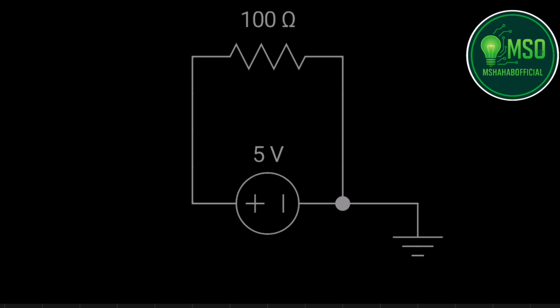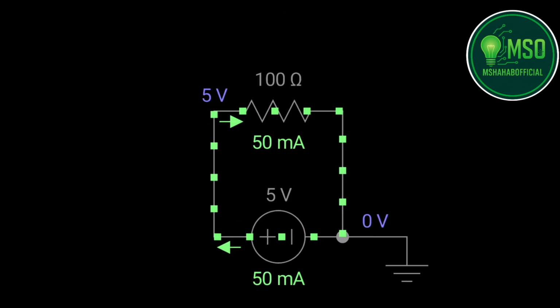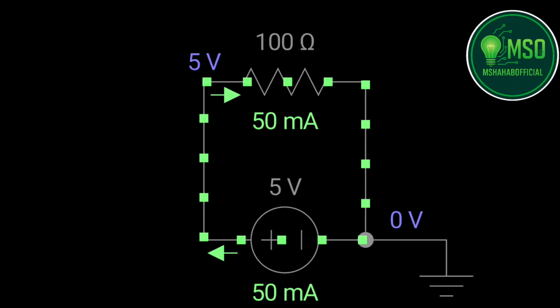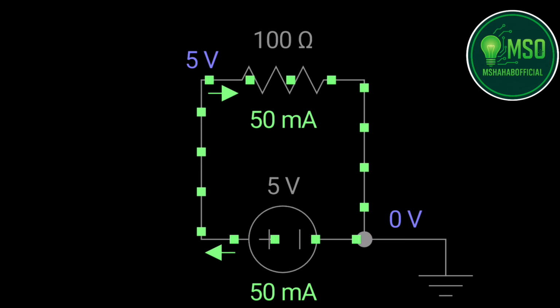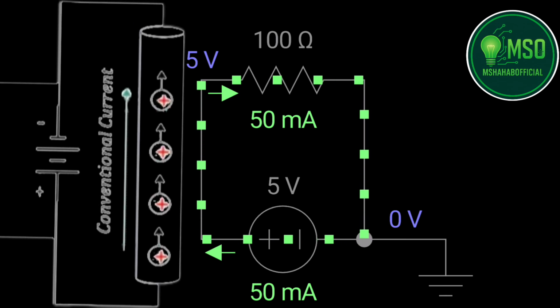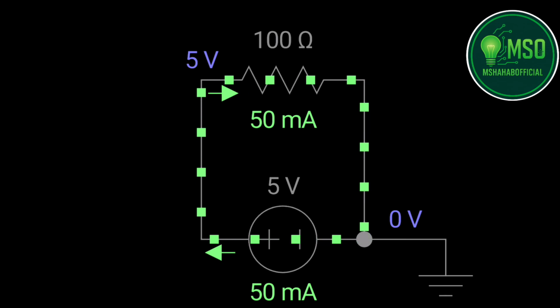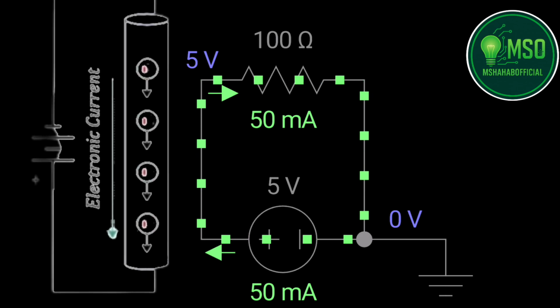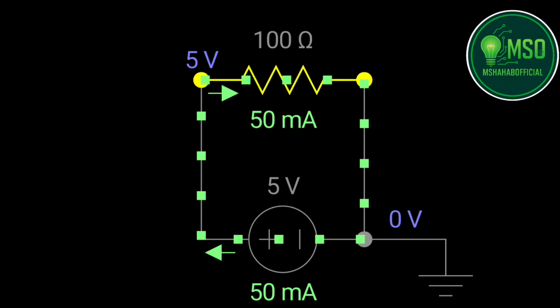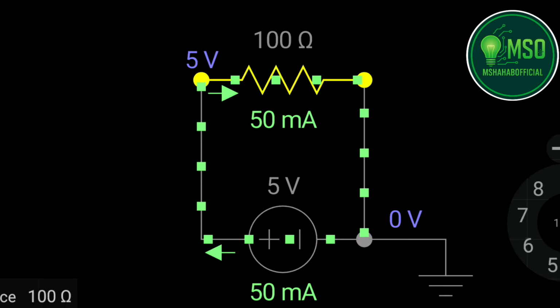You can see them moving from the positive terminal to the negative terminal. This is called conventional current. Although we show current flowing from positive to negative, the electrons actually move the other way, from negative to positive. This is a convention to make diagrams easier to understand.